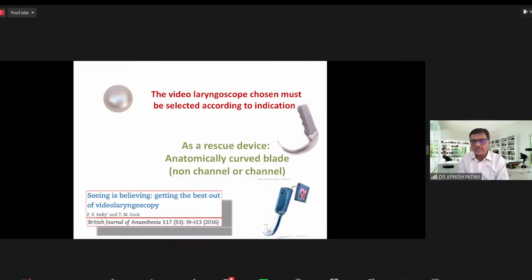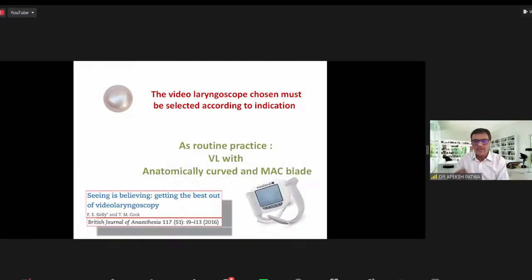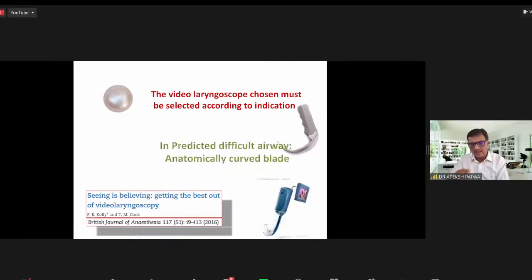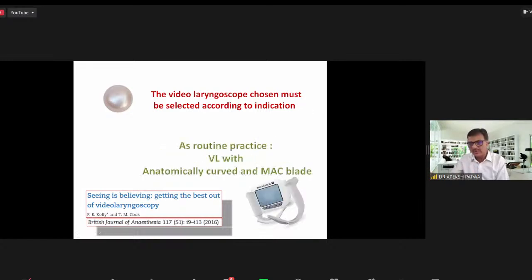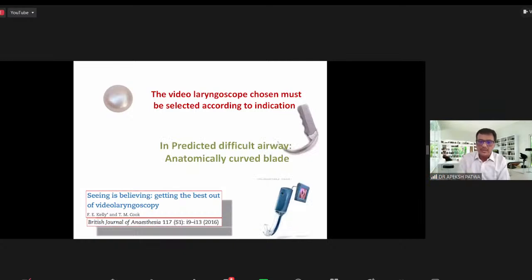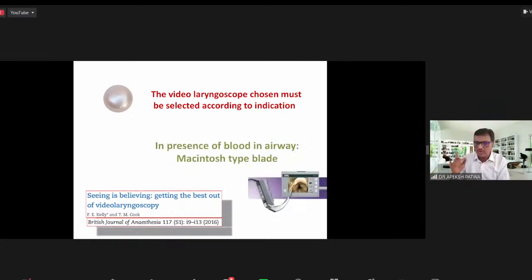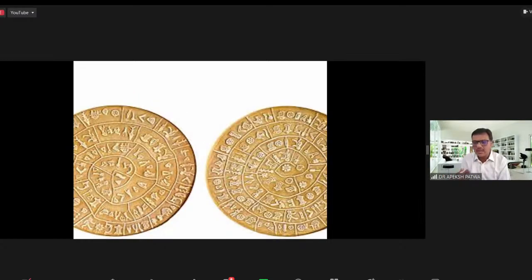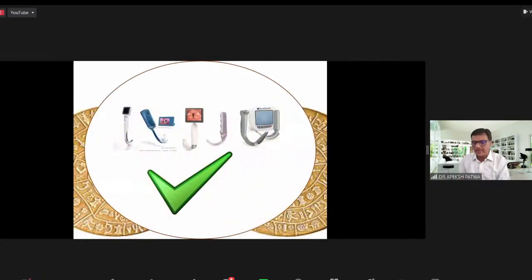If you are using it for a difficult airway, then you should have an anatomically curved blade. If you are using it for a routine case, then you should have both types of blade, angulated, anatomically curved, and Macintosh blade. Specifically in a predicted difficult airway, you should have an anatomically curved blade. In the presence of blood, you should have a Macintosh type of blade. So these are the lacunae in video laryngoscopy.